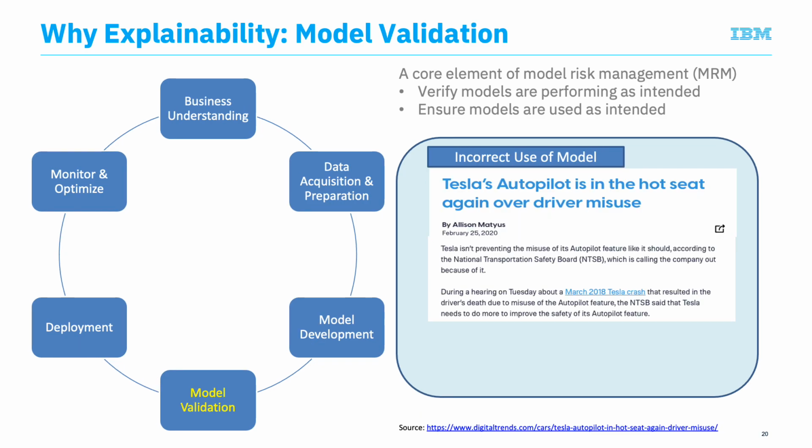Not preventing the misuse of a model not only can cause major financial loss, such as in the case of the London Whale, it can also cost lives. For instance, in recent years, there were multiple instances of the misuse of the autopilot feature by Tesla drivers. The National Transportation Safety Board demanded Tesla do more to prevent the misuse of its autopilot feature.